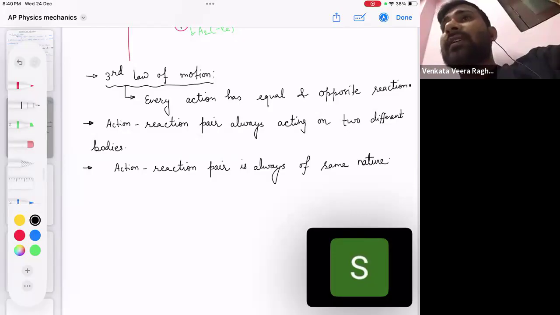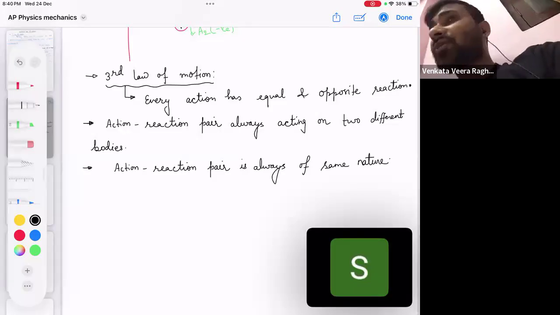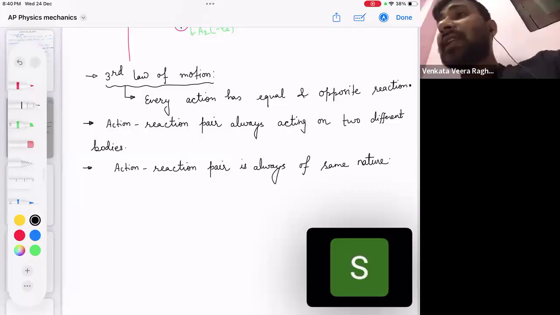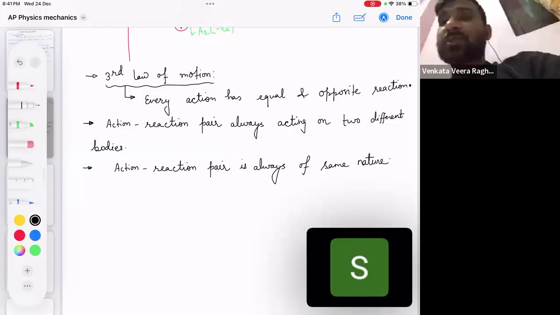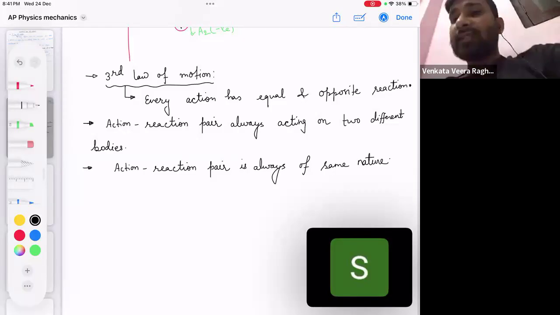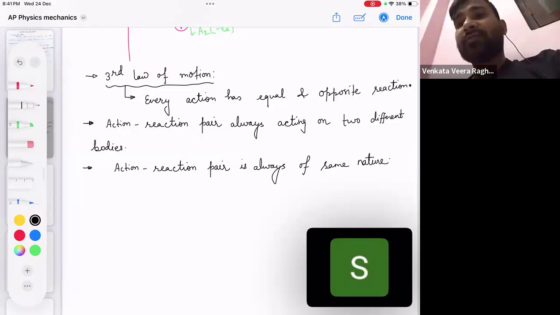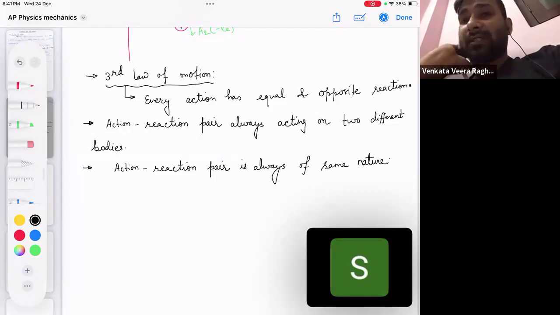And if, let's say, action is a field force, what does that mean? Gravitational force is a field force. It doesn't need any contact. Electrostatic force, magnetic force, these are what kind of force? The field force. Okay. So the action reaction pair is always of the same nature. Clear?